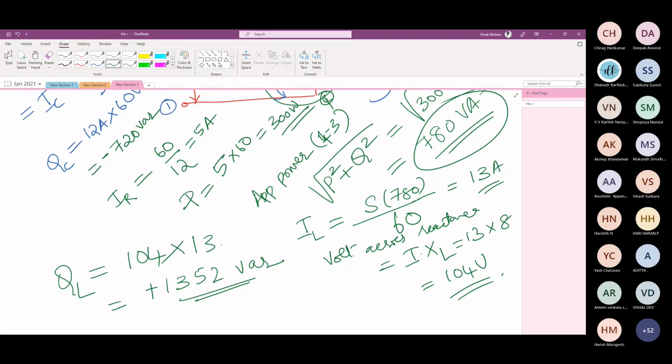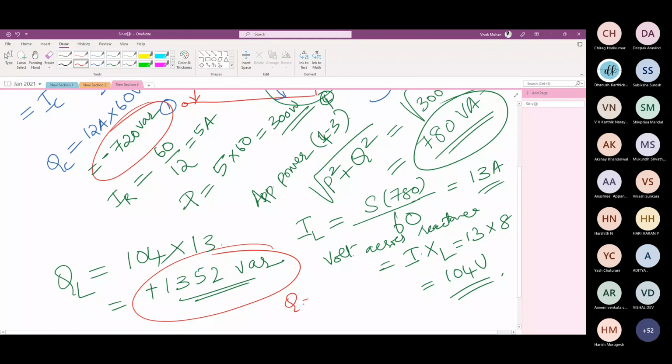Now the total reactive power absorbed by the circuit. So what was the negative reactive power? This QC is minus 720. This QL is plus 1352. Now total reactive power, Q equals QL plus QC, but QC will take a negative value. So the net reactive power is 1352 minus 720, which is equal to positive 632 var, which means in the circuit the net reactive power is consumed.